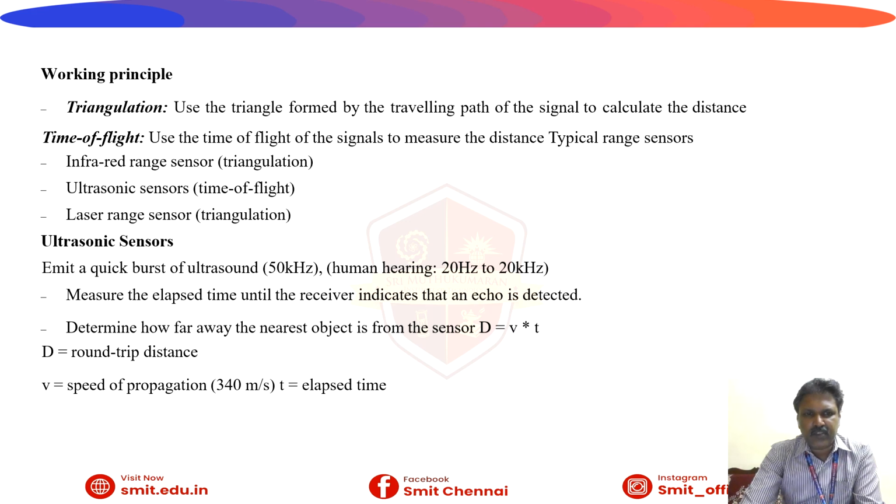Ultrasonic sensors emit a quick burst of ultrasound, that is 50 kilohertz, while human hearing is 20 hertz to 20 kilohertz. They measure the elapsed time until the receiver indicates that an echo is detected. This determines how far the nearest object is from the sensor, that is D equals v t, where t is the round trip time and v is the speed of propagation, that is 340 meters per second. That is the time you can see, the elapsed time we can measure.